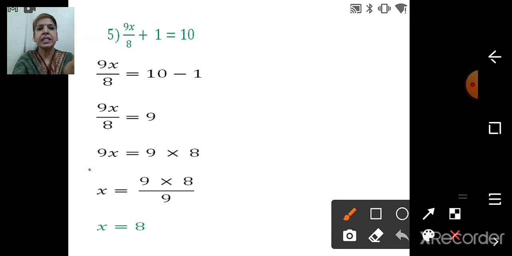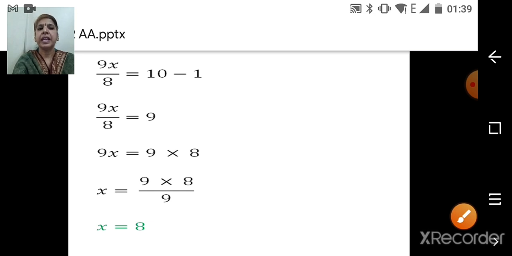So 9x is equal to 9 multiplied by 8. And then 9x. So now the sign involved is multiplication. So what we have to do here? Dividing by 9. So 9 into 8 upon 9. And then 9 will get cancelled. And what is remaining is 8. x is equal to 8.